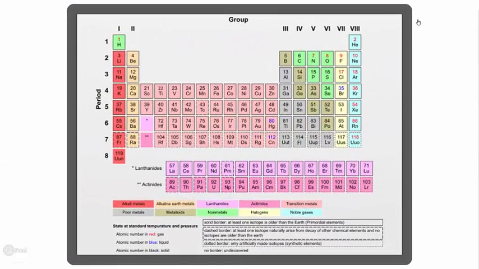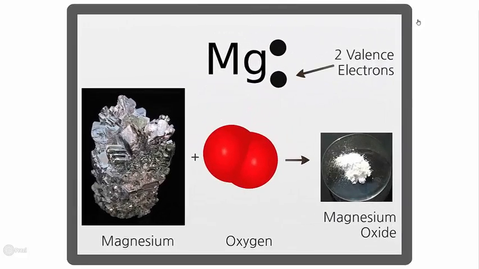Magnesium is element number 12 on the periodic table. It is the seventh most abundant element in the universe. You can use its position on the periodic table to explain many of its properties. For example, because it is in group 2, it has 2 valence electrons.